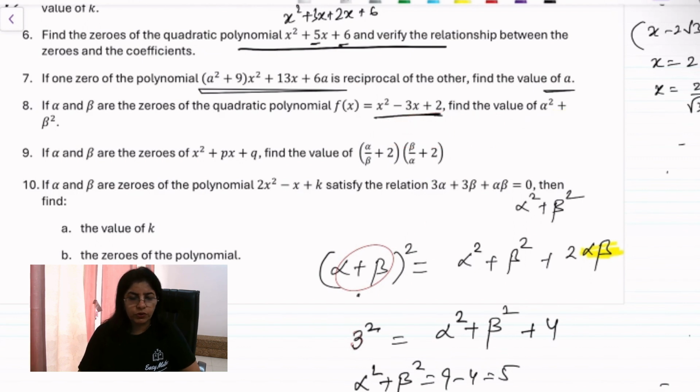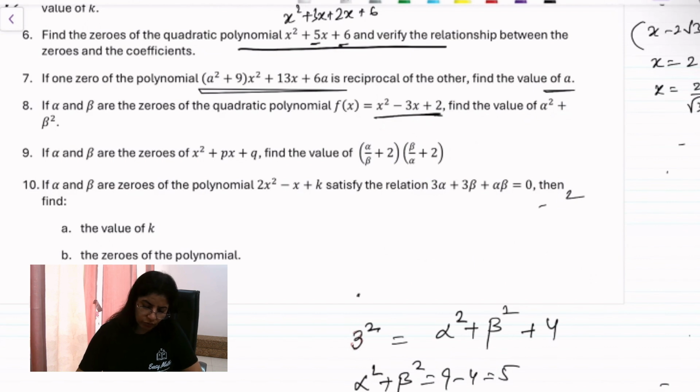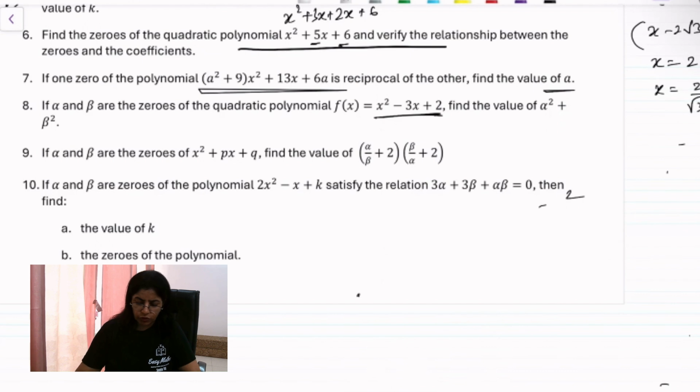That's what we were supposed to find. Moving on to the ninth question. Here you have to find the value of alpha. So what you have to find and what you know. Whatever they ask you to find, you have to change it into the form of alpha plus beta and alpha beta, because this is what you know in the question.